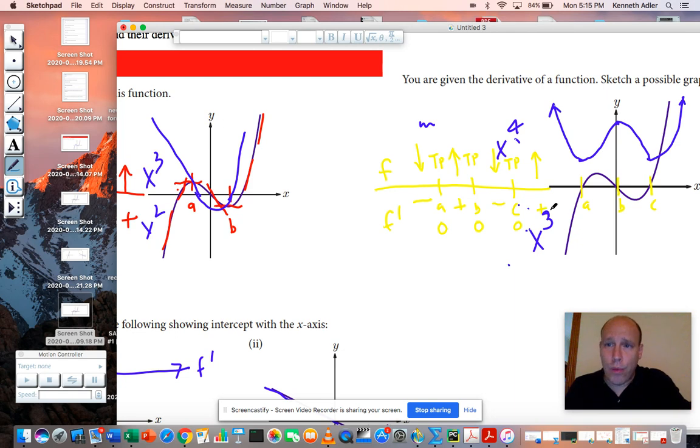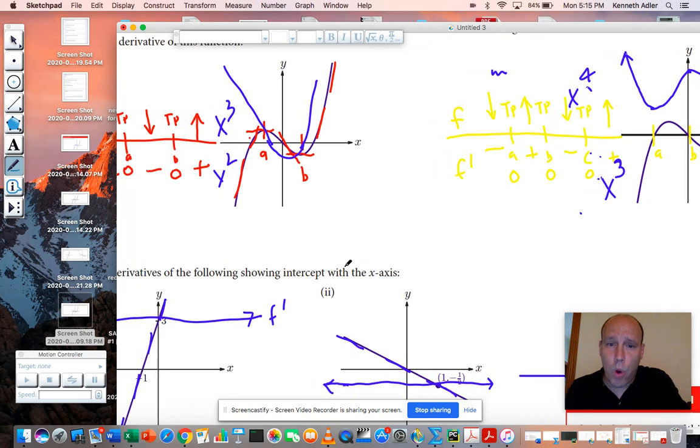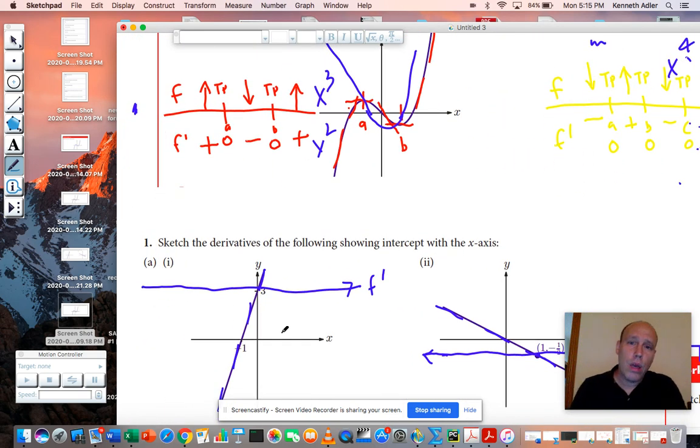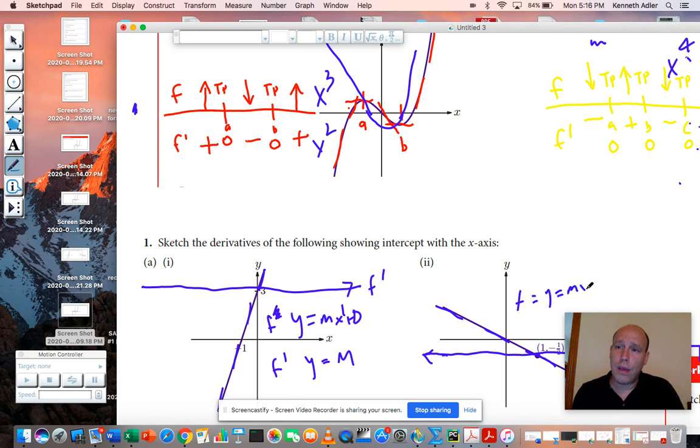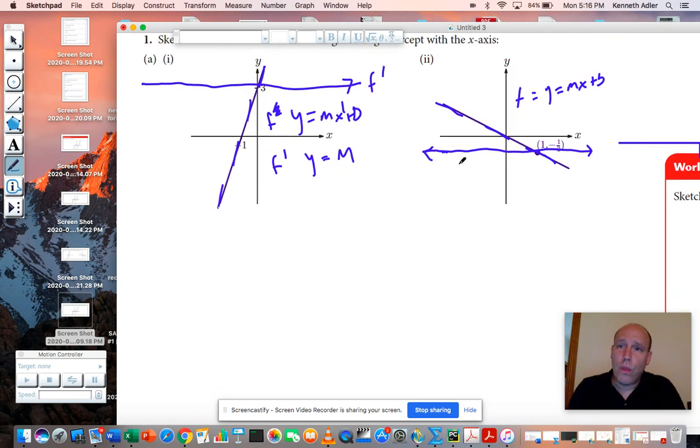Coincidence? I don't think so. We're going to see that's the rule for finding derivatives of polynomials: you lower the exponent by 1. What's going on here? The function was y equals mx plus b. The derivative, 1 to the first, is just a slope. Same idea here. The function is the line, right? And the derivative is just the slope. Not a coincidence.